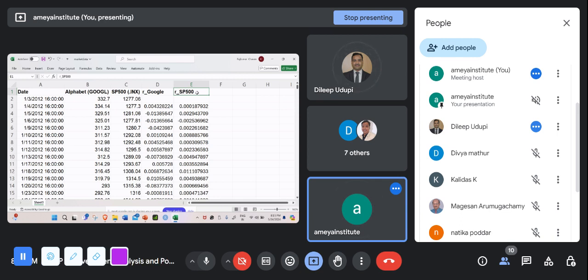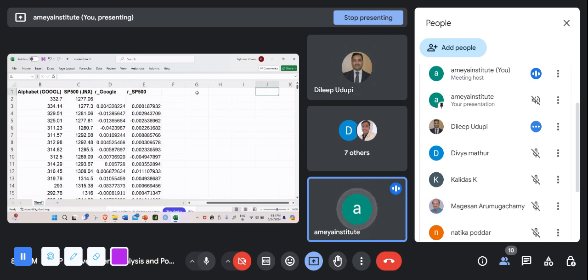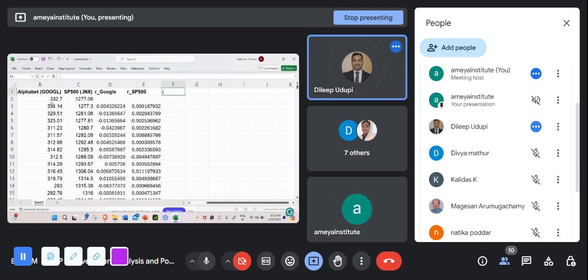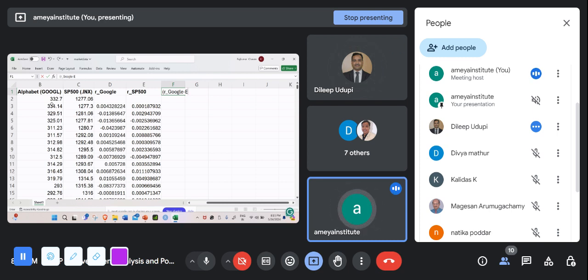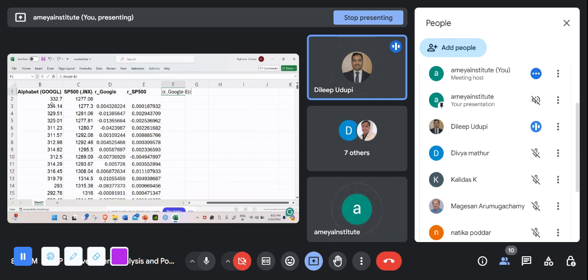Now, what should we calculate next? We'll keep adding columns. First, can we calculate the deviation? Deviation for the stock, and then deviation for the market. So we can open the bracket here: R underscore Google minus expected return of Google. What is the formula? Return of Google minus expected return of Google, R underscore Google, right?